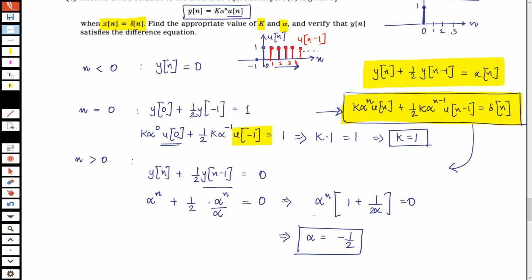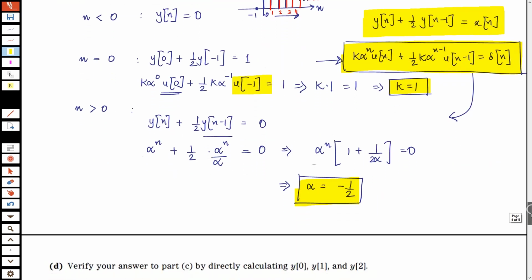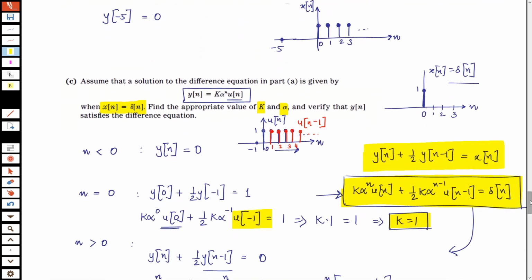Right? This is another thing we had to find. The question said find the appropriate value of k and alpha. And then we also need to verify whether this satisfies this relationship or not. We have to verify that yn satisfies the difference equation. So let us plug in these values of alpha and k that we've just found back into our original expression and see whether you actually get xn or not.